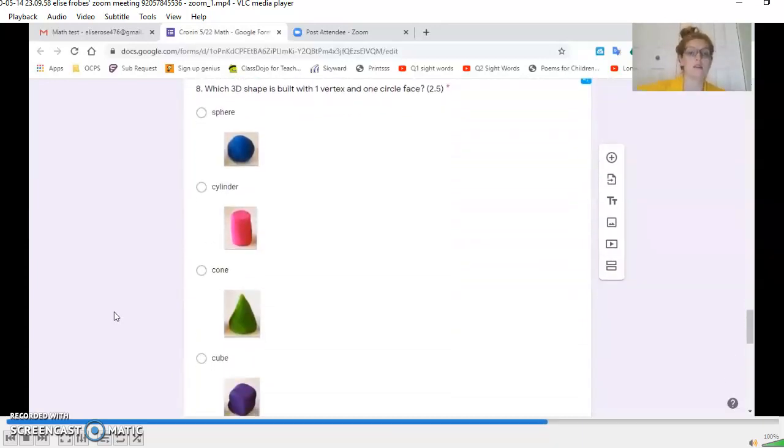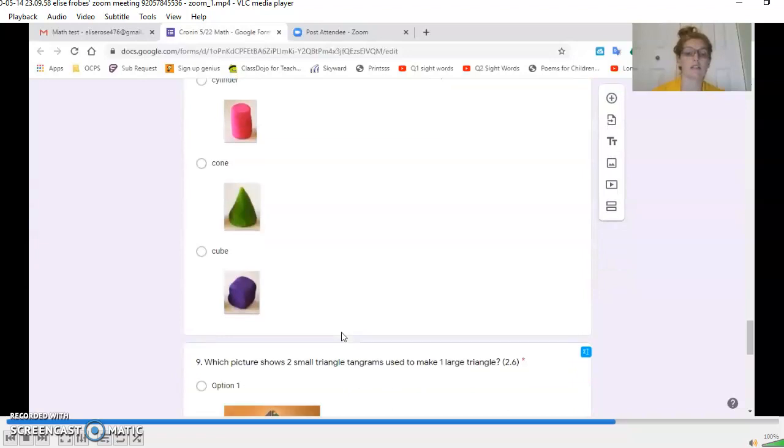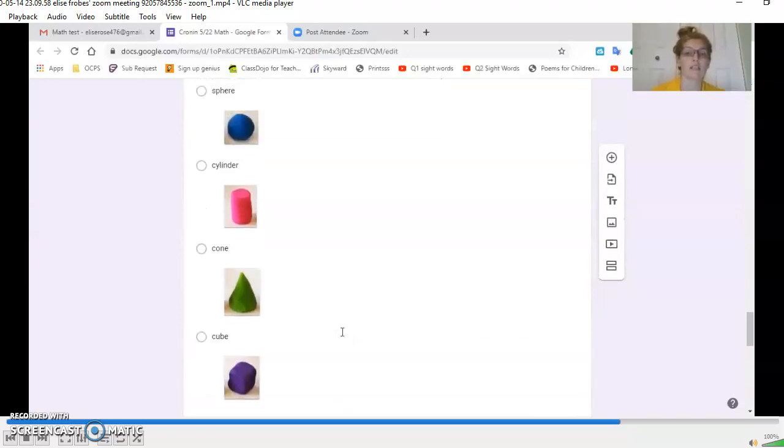Number 8. Which 3D shape is built with 1 vertex and 1 circle face? So we're going to think about it. We're going to look at all these shapes. Which shape has 1 vertex and 1 circle face? Sphere, this blue picture. Cylinder, the pink picture. Cone, the green picture. Or cube, the purple picture. Remember, boys and girls, we're looking for 1 vertex and 1 circle face. Pick your best answer.